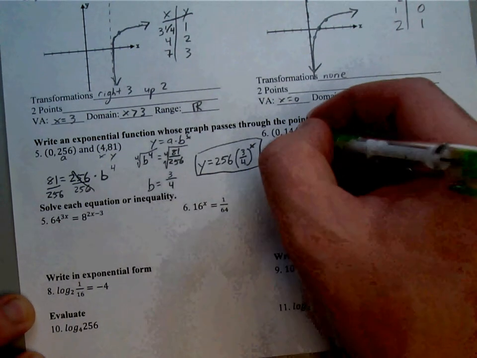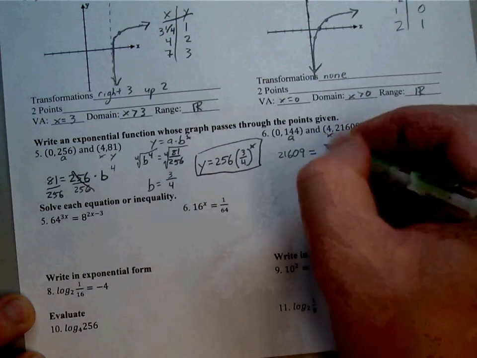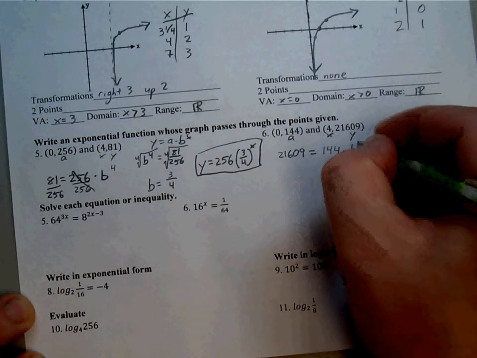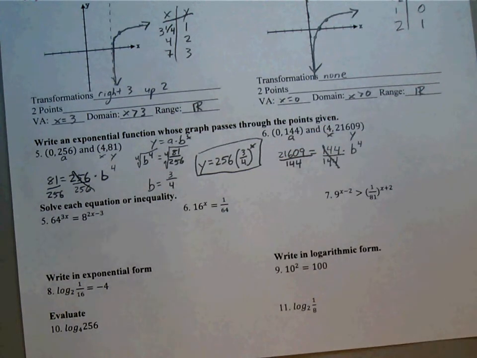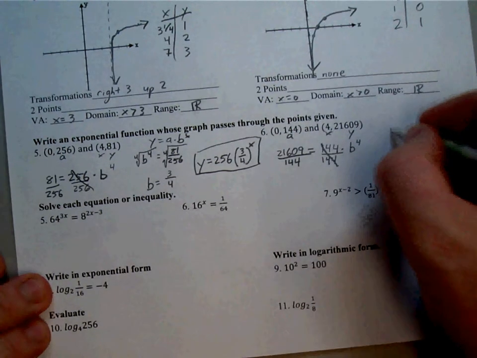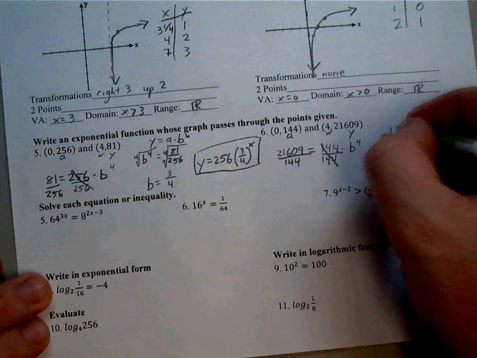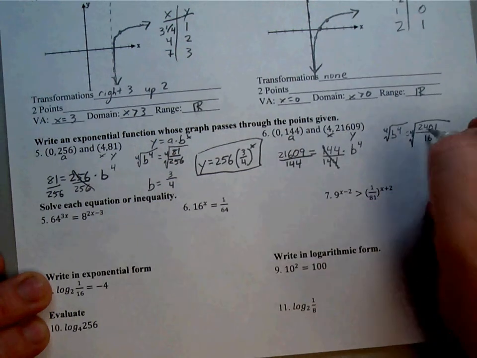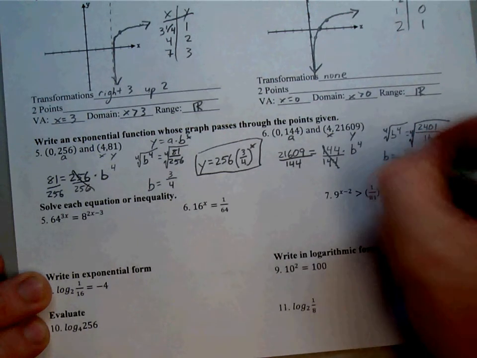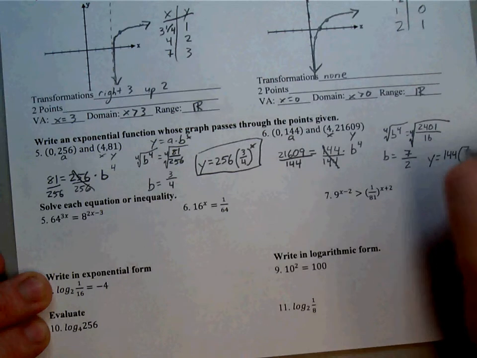Number 6, so here's our a, there's an x and a y, so 21609 is equal to 144 times b to the 4th power. So we're going to divide by 144. Looks like that fraction's probably going to simplify. Okay, it becomes 2401 over 16. I'll be taking the 4th root of that. So the 4th root of 2401 is 7. And then the 4th root of 16 is 2. So our equation, y equals 144 times 7 halves to the x.